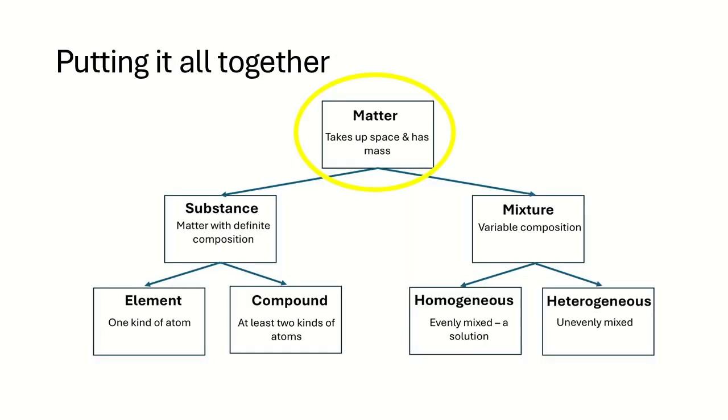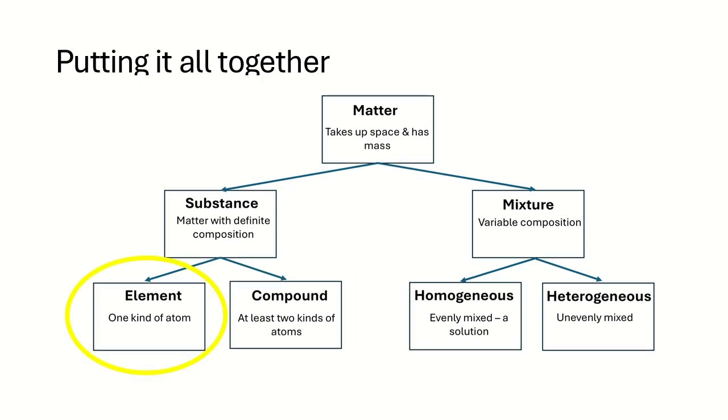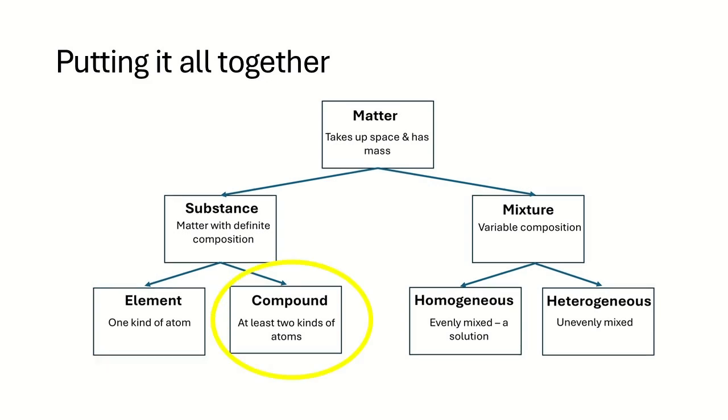Now, putting this all together, at the top of this hierarchy of the composition of matter, we start with matter itself, which basically just takes up space and has mass. And from there we go to a substance, which has a definite composition. And substances are made up of elements, which have one type of atom. When we combine elements, we can form a compound, which has at least two kinds of atoms. Now, if we start mixing all these substances together, we can form a mixture, which has a variable composition.